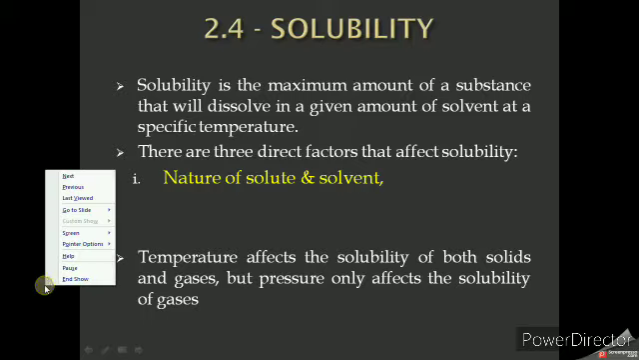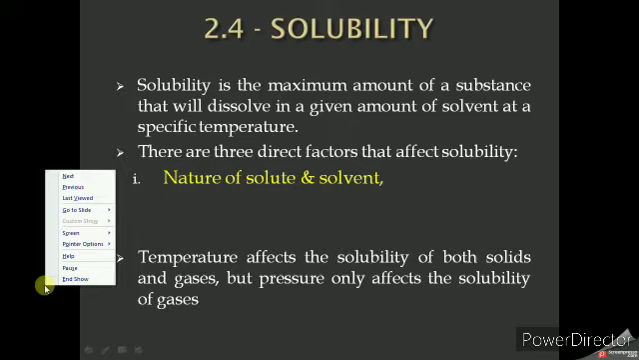Then next one is solubility. Solubility is the maximum amount of substance that will dissolve in a given amount of solvent at a specific temperature. Then there are three direct factors that affect your solubility. First is nature of your solute and solvent.